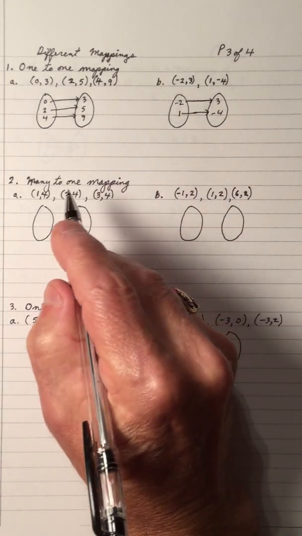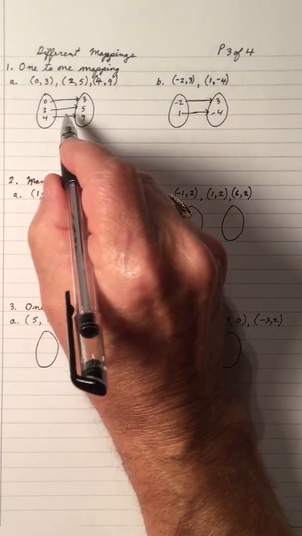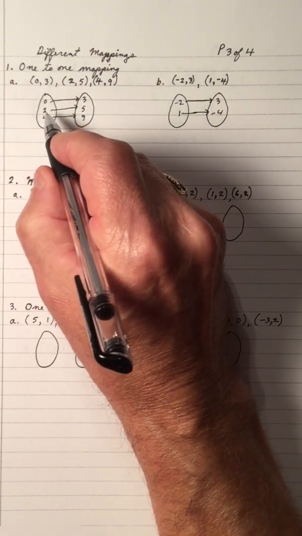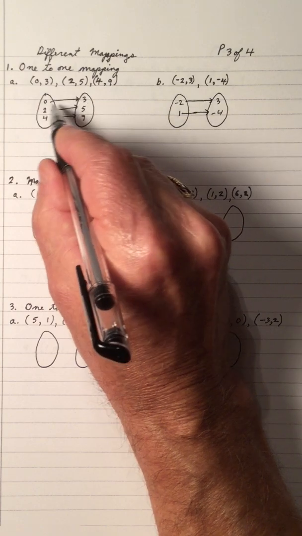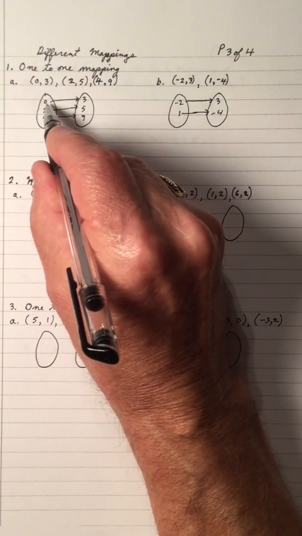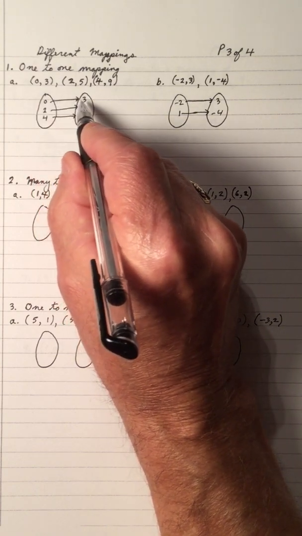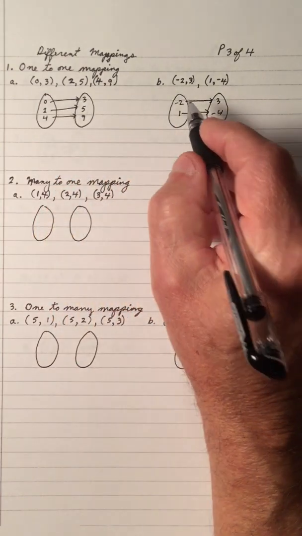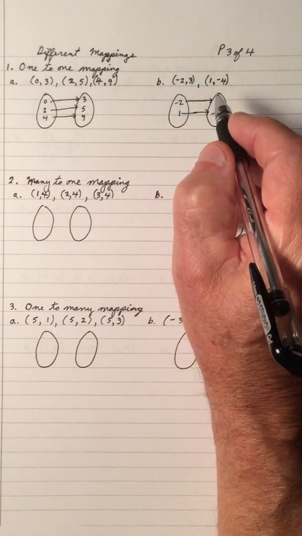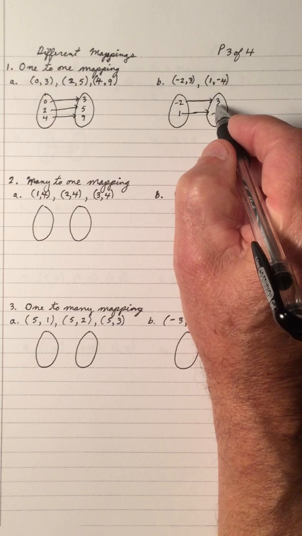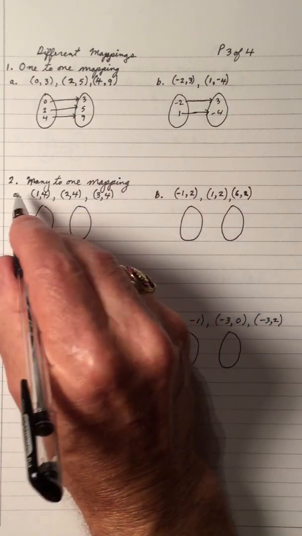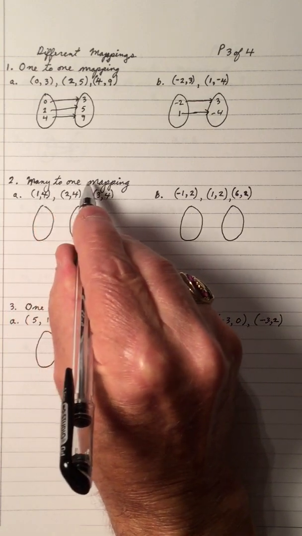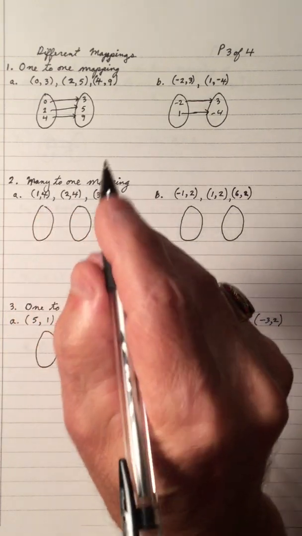Another way to say one-to-one: for each x, there's only one y. So when x is 0, there's only one y value that goes with the 0. Or when x is negative 2, there's only one y value, 3.